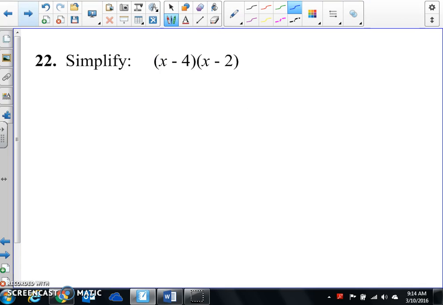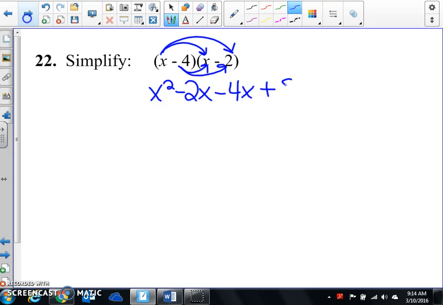All right, so we need to FOIL. So x times x is x squared. X times negative 2 is negative 2x. Negative 4 times x is negative 4x. And negative 4 times negative 2 is a positive 8.